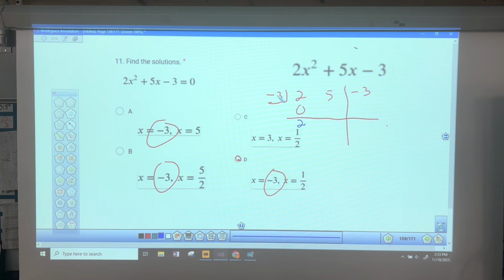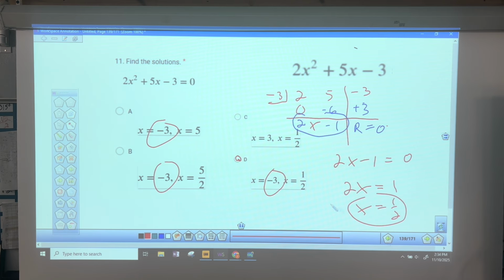2 plus 0 is 2, negative 3 times 2 is negative 6, 5 minus 6 is negative 1, negative 3 times negative 1 is positive 3, that gives me a remainder of 0. So that means negative 3 is the solution. So what does this mean? This means 2x minus 1 equals 0. So 2x equals 1, x equals 1 half. So we could have done it that way as well to get choice D.